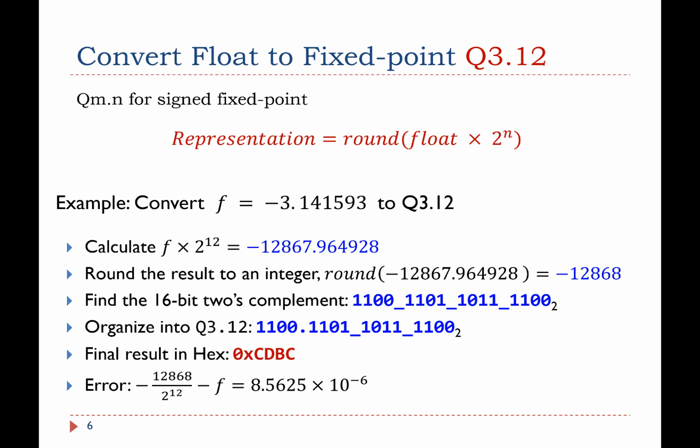Here is another example that converts negative pi to the signed fixed point format Q3.12. Similarly, it involves 2 major steps. Multiply it with 2 to the power of 12, and then round the product to the nearest integer. The final result is represented in 2's complement.